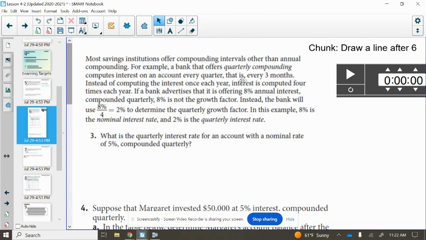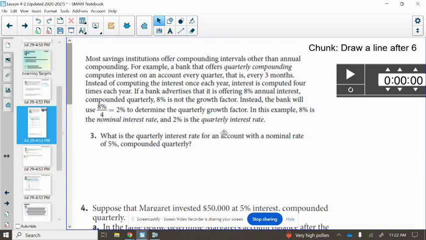For instance, most banks are going to do what they call quarterly compounding, where they compute interest every quarter, or 3 months, instead of computing just annually. So what they do is they take that annual interest rate, let's say they offer 8%, and they're compounding it quarterly. So instead it's more like 2% to determine that quarterly growth factor. And again, we call the 8% a nominal interest rate, or a yearly interest rate, versus 2%, which is the quarterly interest rate.